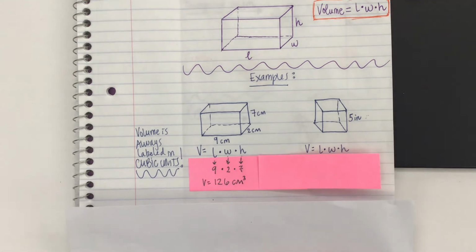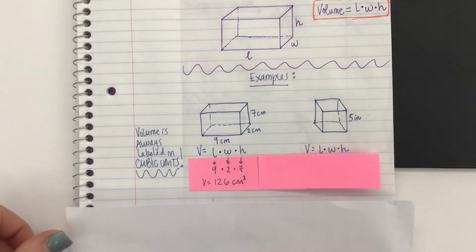Next example. Find the volume of this cube. Yes, this is a cube. So you have to think about, what is a cube? Well, in a cube, all the faces are squares. And what you need to know is that the sides of a square are the same. So here, all of these sides are 5, even though I only labeled one of them.